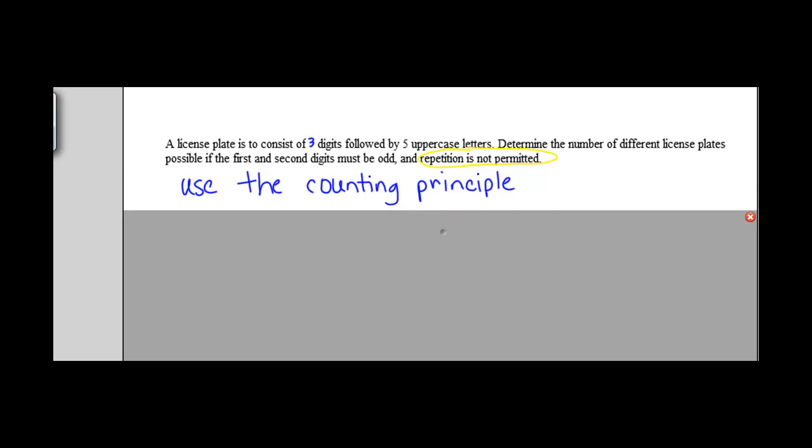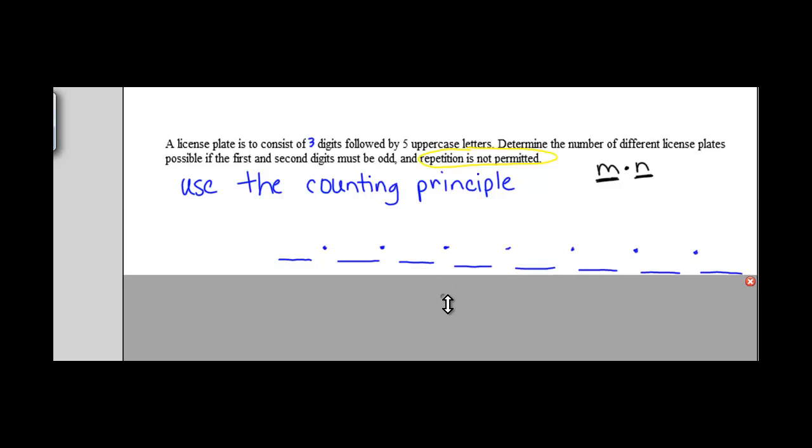If you remember from a previous section, the counting principle dealt with multiple events. M was the number of outcomes for the first event. We'd multiply that by the number of outcomes in the second event to get the total number of outcomes. So we're going to do the same thing here, and our different events are actually going to be the different places that we have that would either be a number or letter in our license plate.